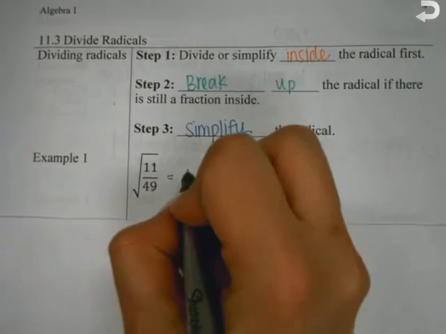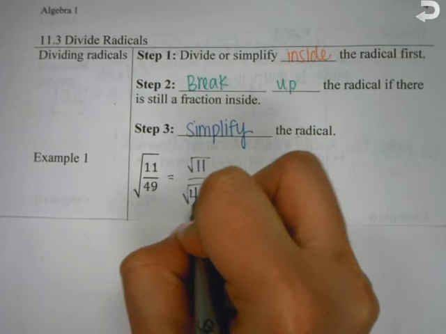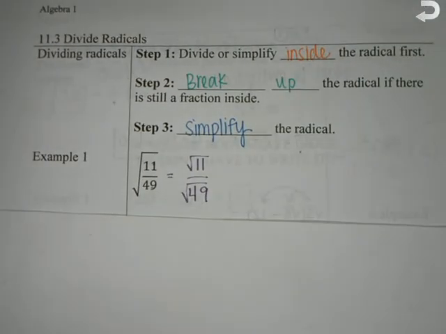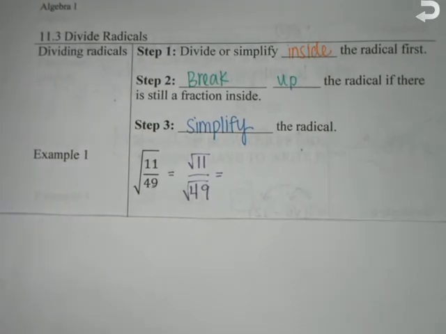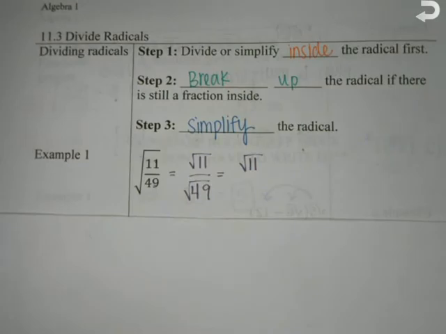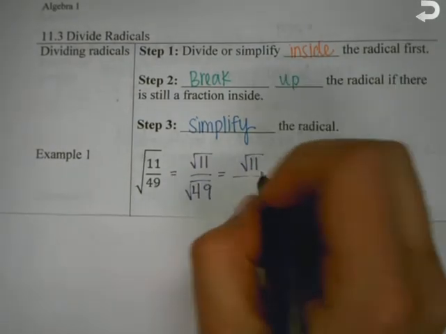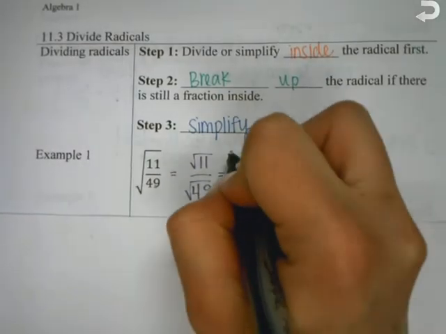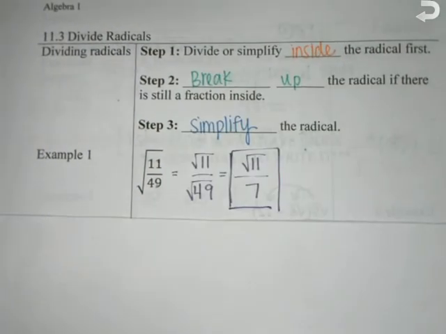So, this is the same as square root of 11 over square root of 49. You should remember this, right? Yes. Okay. Can I take the square root of 11? No, so it stays as square root 11. Can I take the square root of 49? Yes. 7. So that's my answer. Square root of 11 over 7.